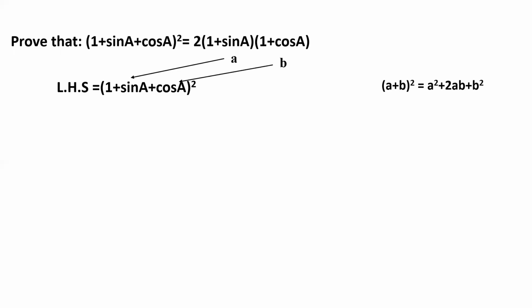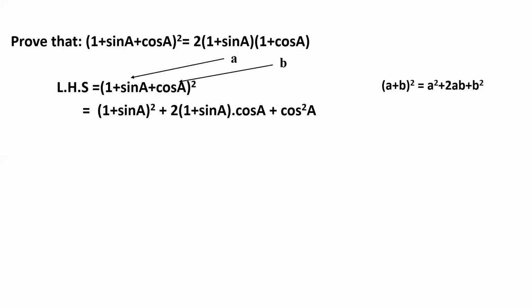Can you use the same condition here? Let's expand it, considering 1 plus sin A as a and cos A as b. So it will be like this: (1 plus sin A) whole square, that is a square, plus 2ab. Here a means 1 plus sin A, b means cos A, right? Plus b square, and b square is cos square A. I'm just expanding exactly as (a plus b) whole square, right?